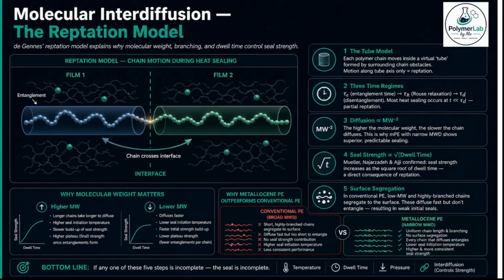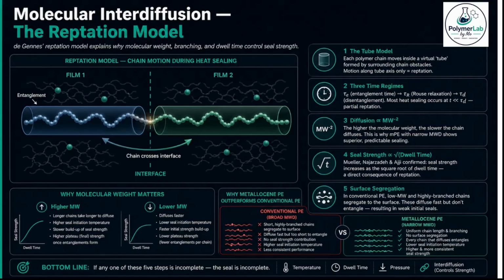Now, why does molecular weight matter? Higher molecular weight means longer chains. Longer chains take longer to diffuse. Higher molecular weight increases the seal initiation temperature and slows the buildup of seal strength with dwell time. But once entanglements are formed, higher molecular weight chains have more entanglements per chain, and the final plateau seal strength is higher. And why does metallocene polyethylene consistently outperform conventional LLDPE?